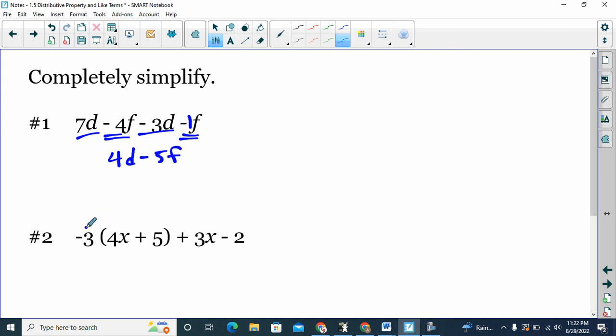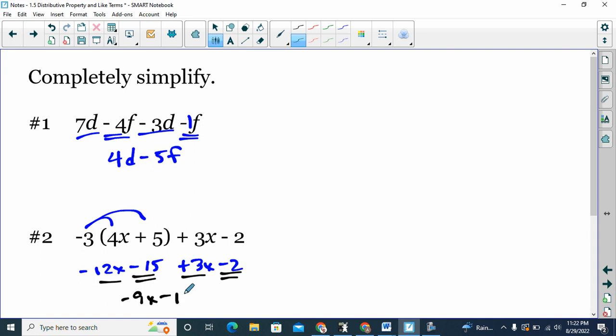Number 2, use the distributive property. When we distribute, we multiply. We're just going to copy this part down. And then we've got like terms that we can combine. Negative 15 minus 2 is negative 17.